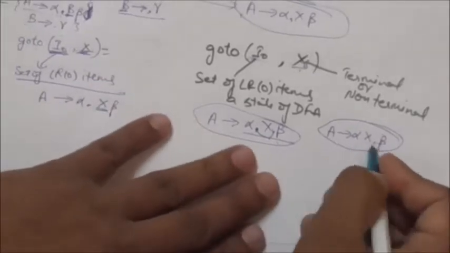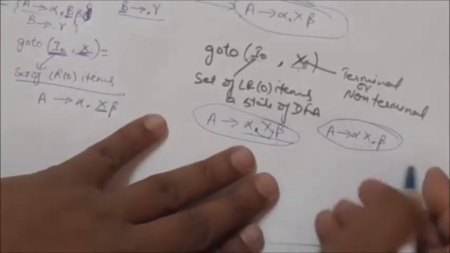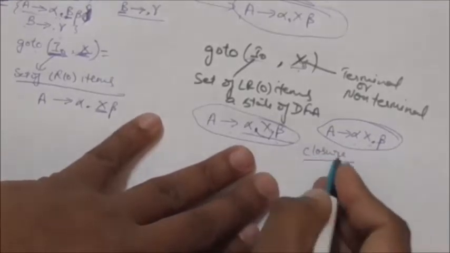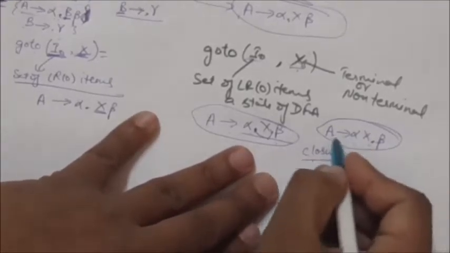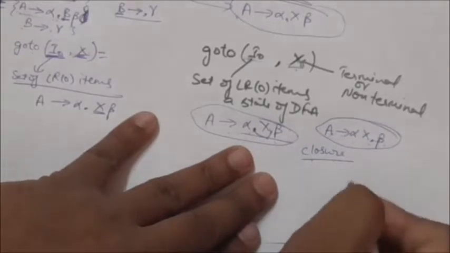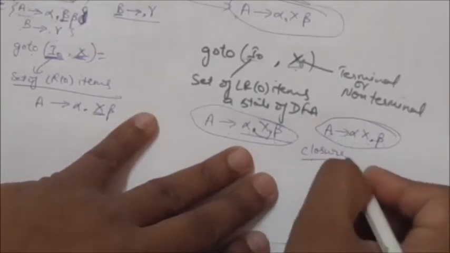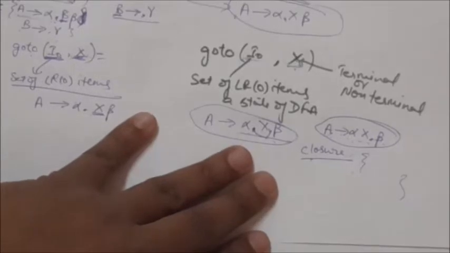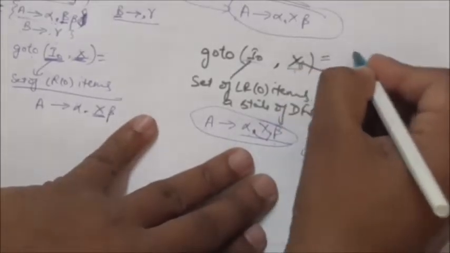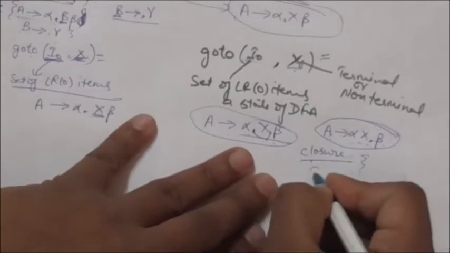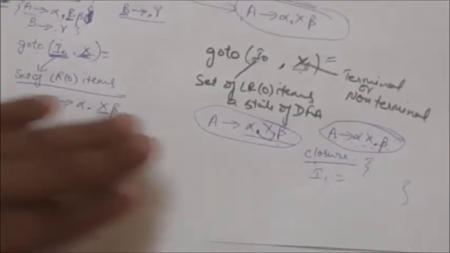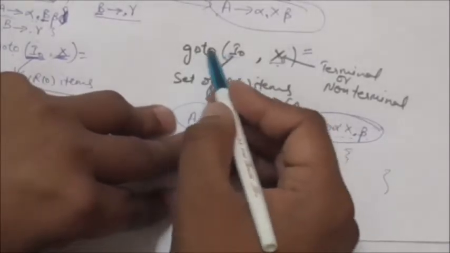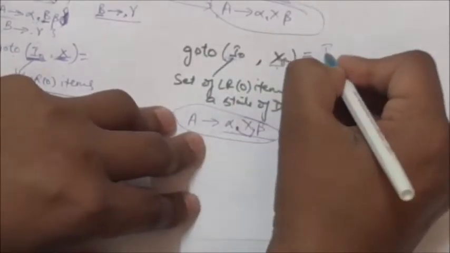After that, we need to find the closure of these items. When we find the closure of these items, we will get a set of items, and that set of items will be the output of that function. Suppose that set of items is I1. Then I1 will be the output of this function, and we can say that Goto I0 X is equal to I1.